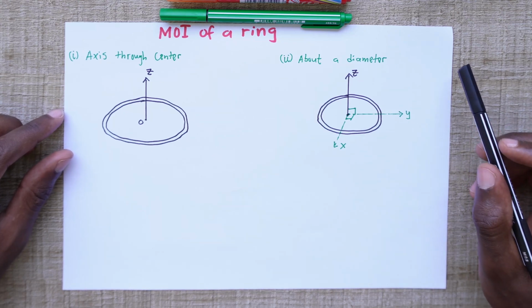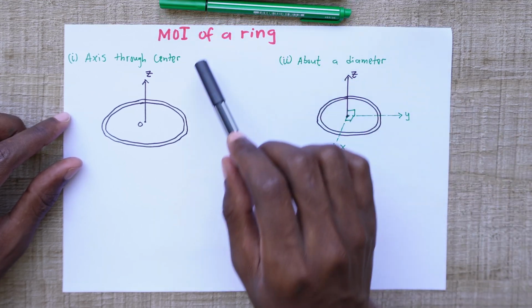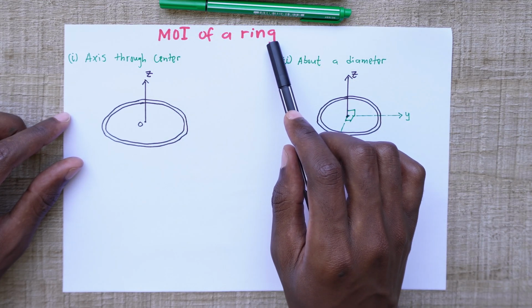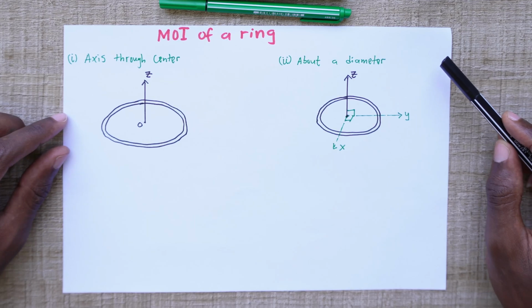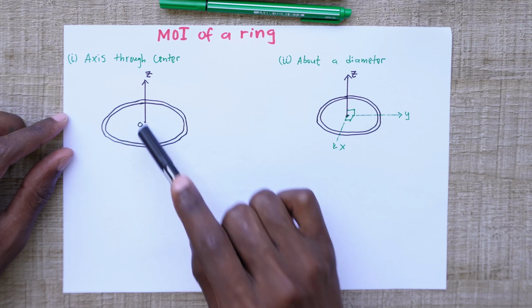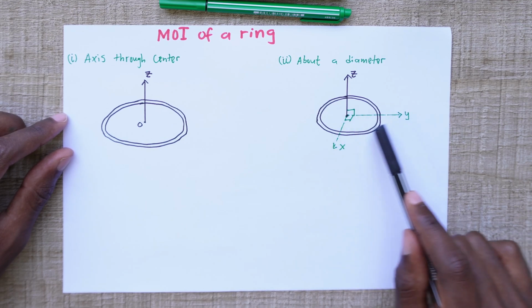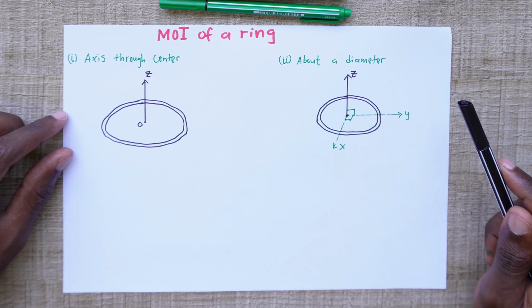So in this video, we are going to see how to calculate the moment of inertia of a ring about two axes: a first axis that passes through the center of the ring, and then an axis that passes through the diameter of the ring.